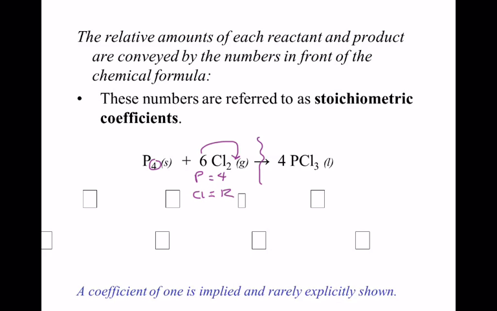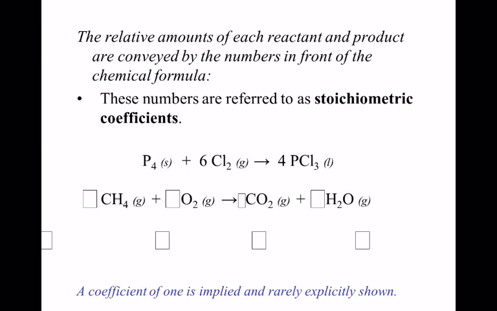On the product side, sometimes students don't keep in mind that, like in math, the 4 goes through everything. So on the product side, I have 4 P's, and I have 4 times 3, or 12 Cl's. See how that works? That's balanced. And so what you'll hear me say as we get running is that we have stoichiometric coefficients of 1, 6, and 4. Let's look at the next one.